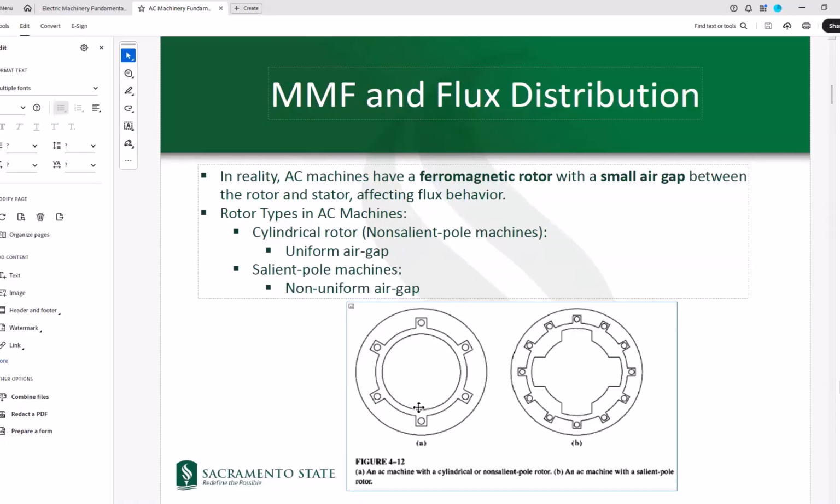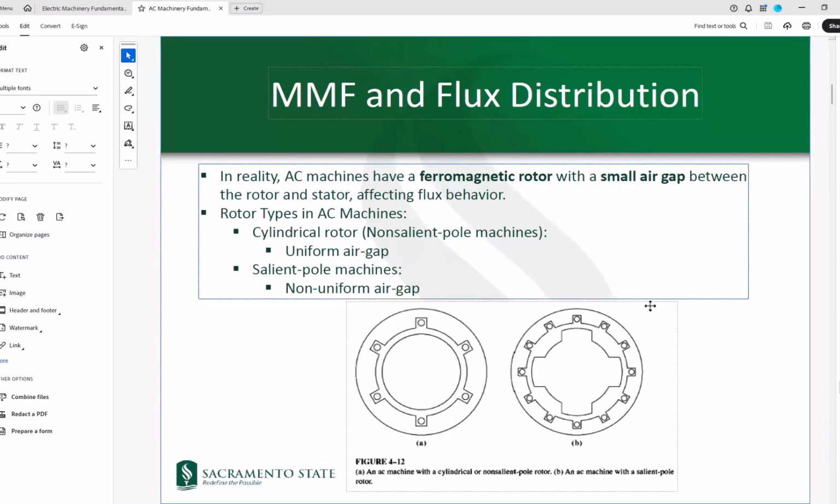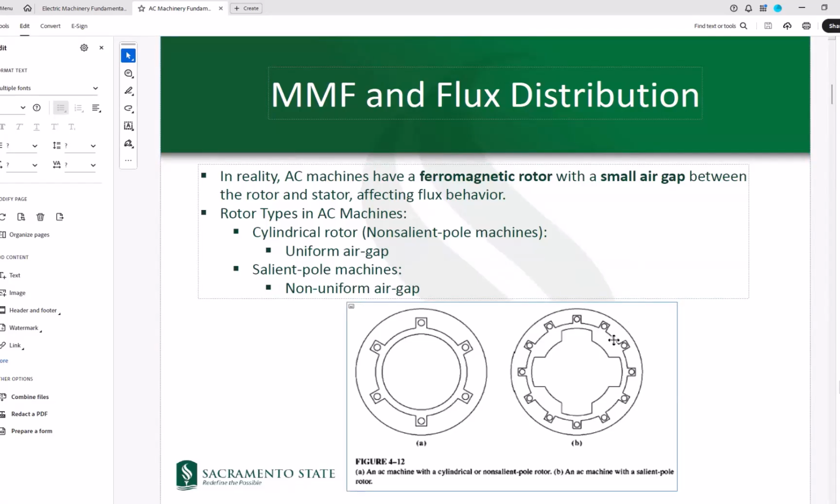As you can see, the rotor is pretty much rounded, but figure 4.12B shows a salient pole rotor, which means that the rotor is not completely rounded. It has some salient poles mounted on the rotor at these locations. Therefore, this causes the air gap between the stator and the rotor to be non-uniform. Here we have more air gap, here we have less air gap. But in the round rotor machine, we have a pretty much uniform air gap between the stator and the rotor.